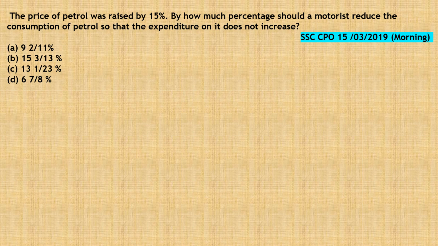The price of petrol was raised by 15%. It was 100 and raised by 15, that is 115. By how much percent should a motorist reduce the consumption of petrol so that the expenditure on it does not increase? Expenditure is the same. Then the price and quantity ratio is inversed. The price ratio is 20:23, and the quantity ratio is 23:20.